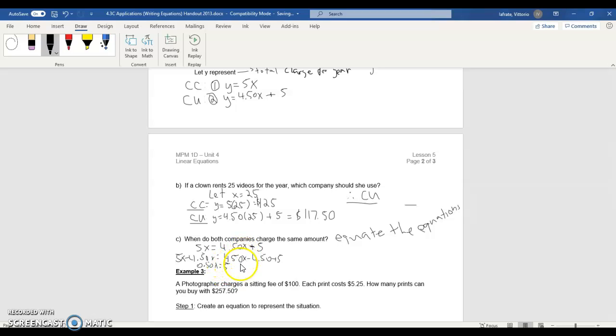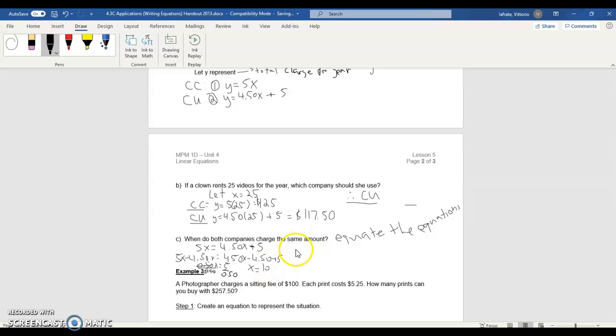And then I can simply divide by 0.50 on both sides to find my value of x. So pardon my scribbles here, but divided by 0.50. What you do to the left side, you must do to the right side. These cancel out because that's going to be 1. 5 divided by 0.50 is 10. So x is equal to 10.